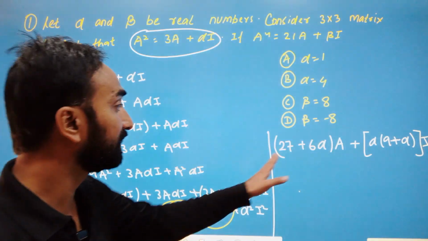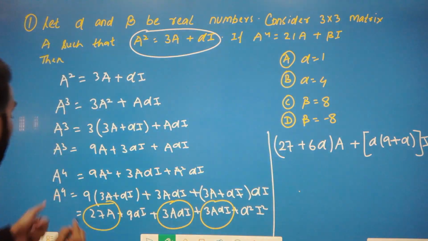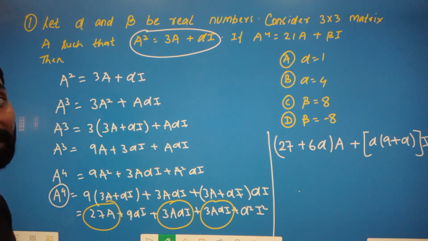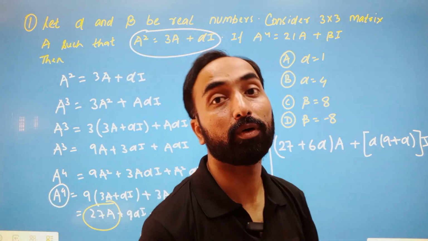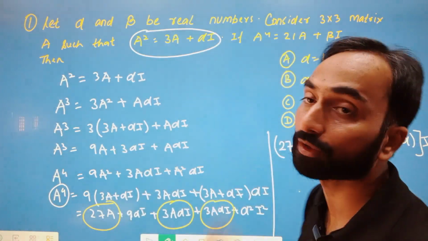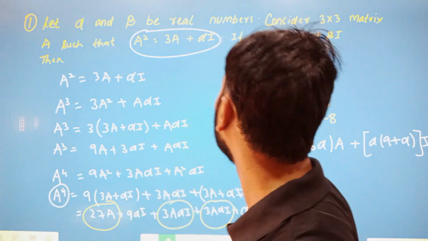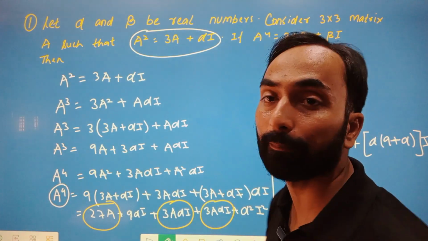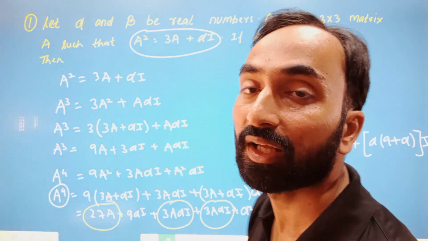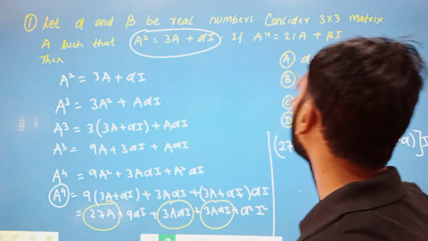Now this is the final simplification of what? A to the power 4. But A to the power 4 is already given in the question, right? So now the only thing left is that we have to compare both the values. A to the power 4, we have to compare. And how can we compare?